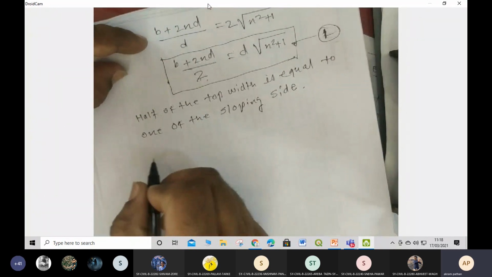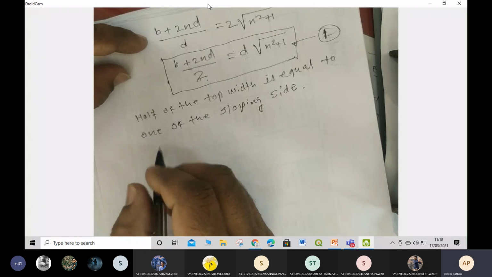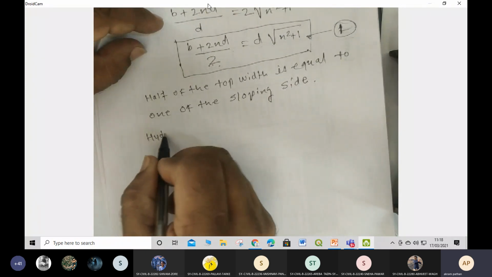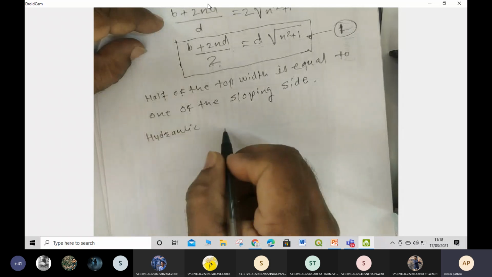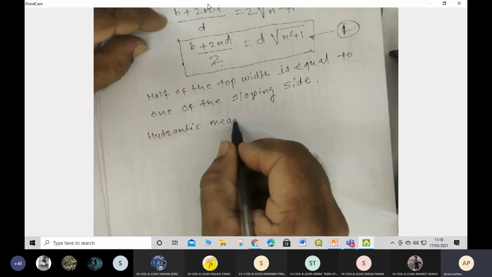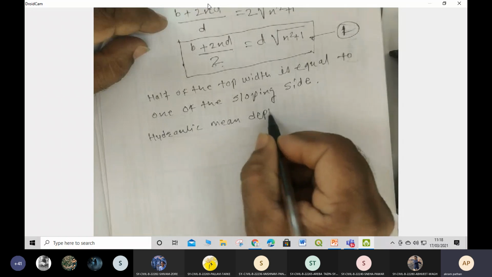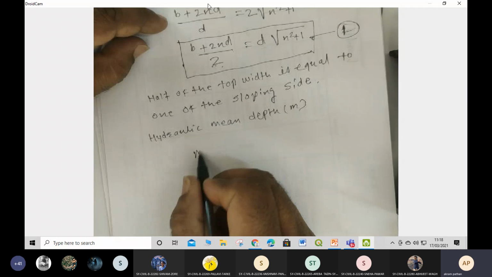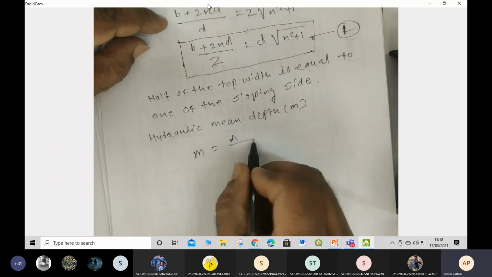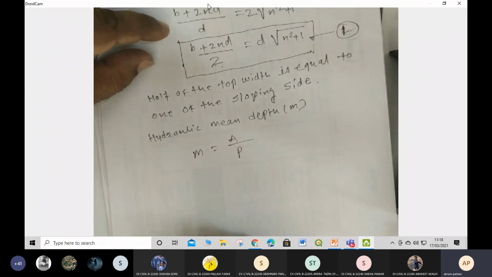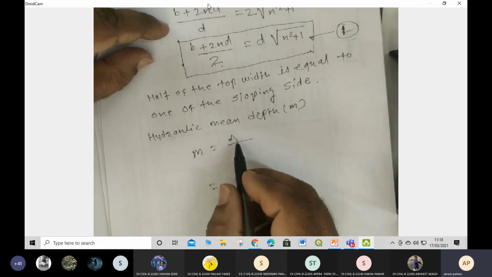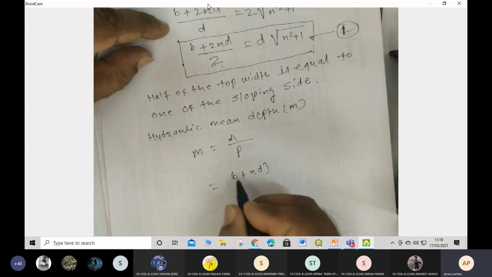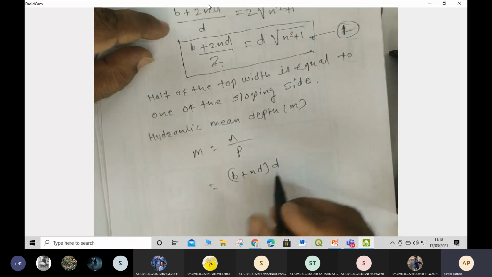Then for the second condition of most economical trapezoidal channel section, we have to calculate the hydraulic mean depth. So next one is hydraulic mean depth, that is M or R. So what is this M or R? A by P, it is the ratio of area to the perimeter. So simply we have to substitute the value of area. So what is the area? (B plus nD) into D.